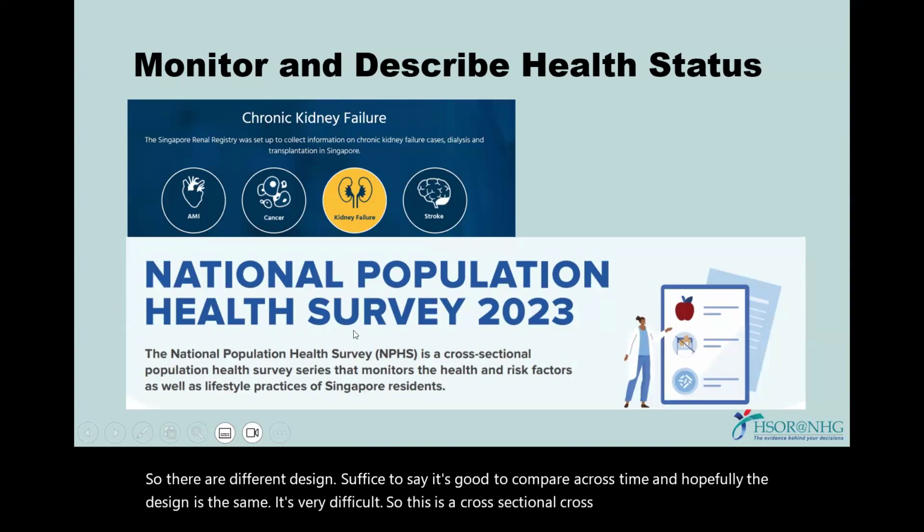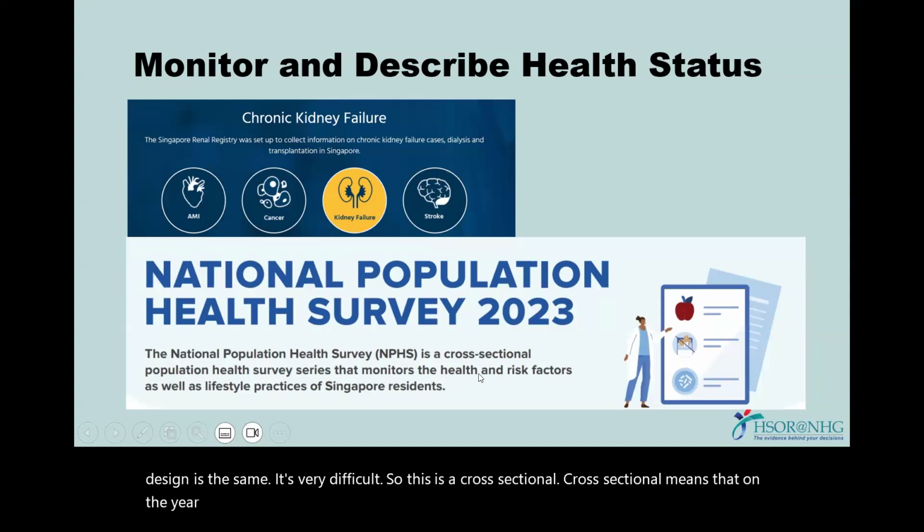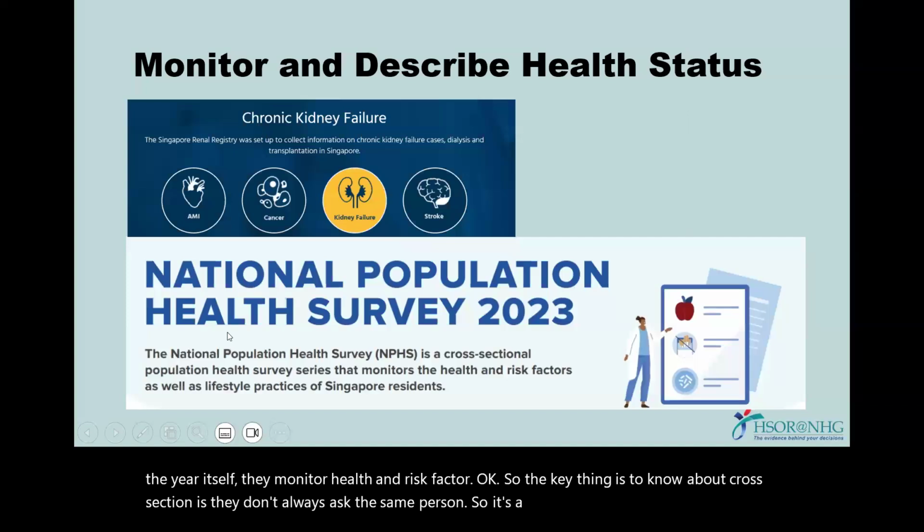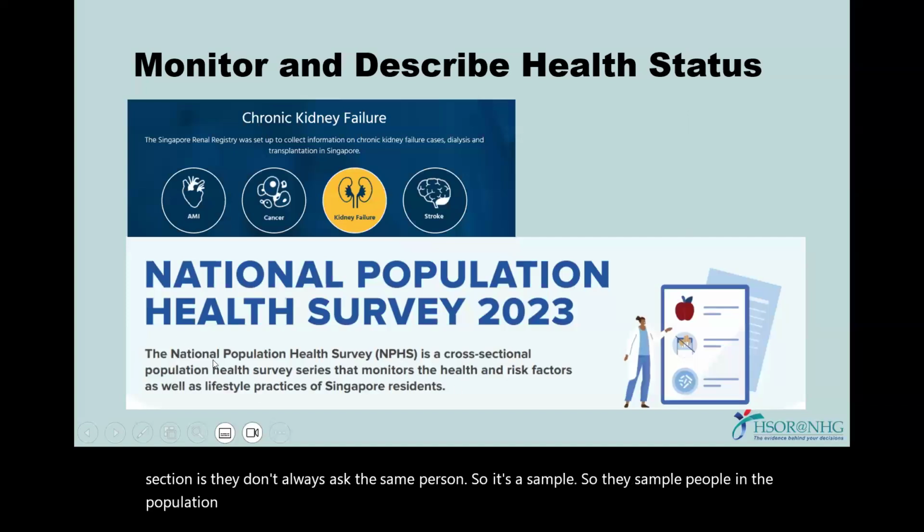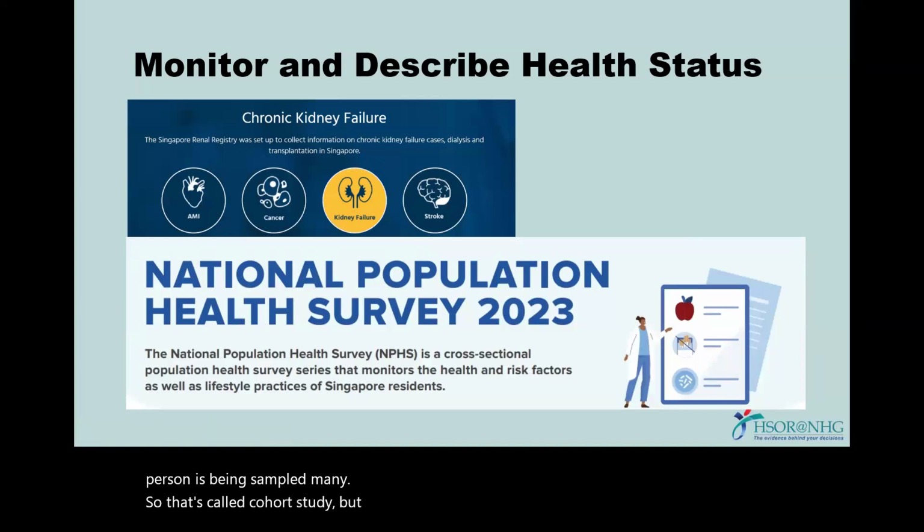So this is a cross-sectional study. Cross-sectional means that in the year itself, they monitor health and risk factors. Okay, so the key thing to know about cross-sectional is they don't always ask the same person. So it's a sample. They sample people in the population to do a cross-sectional one. There is some research that is cohort, where the same person is sampled many times. So that's called a cohort study. But this is more cross-sectional.